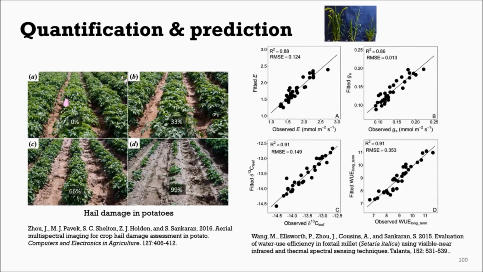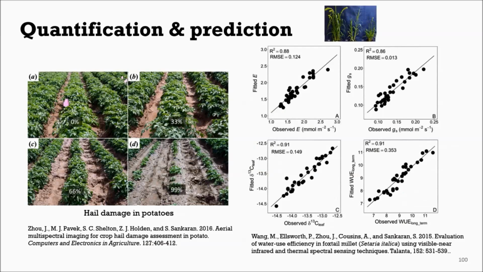Okay. When it comes to quantification, this is an example of hail damage in potatoes. And this, I say it's 0%, 33%, 66%, and 99%. Though this study does not summarize the machine learning aspect, it's just to show you as an example, it's categorizing, and it's no more qualitative. It's a little more quantitative, right?